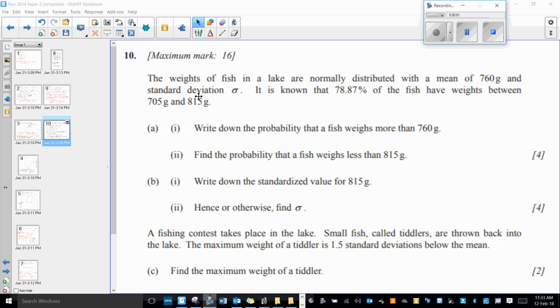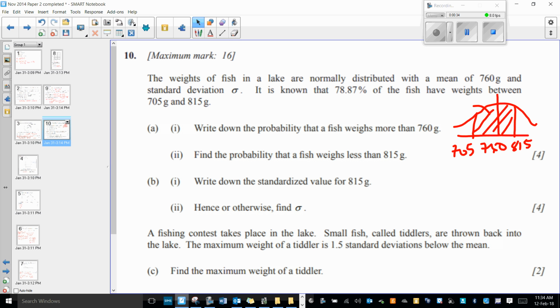Normally distributed, mean of 760, standard deviation... Okay, 760. Between 705 and 815 is 78.87.